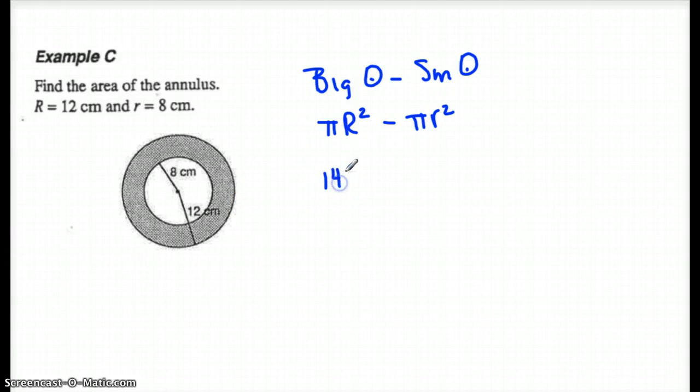So we end up with 144 pi. And my smaller radius is 8. 8 squared is 64, so that gives me 64 pi. And if you have 144 pi, take away 64 pi, that's going to leave you an area of 80 pi square centimeters for the area of that annulus.